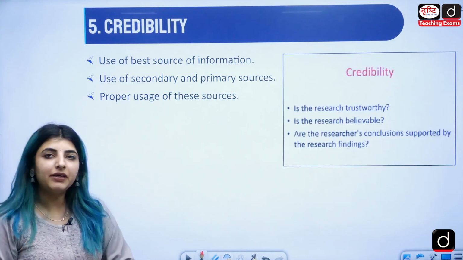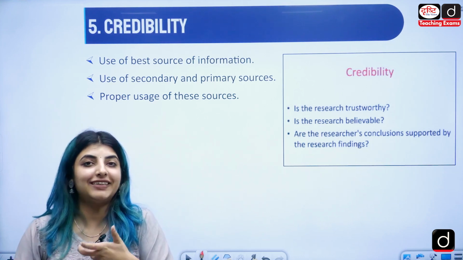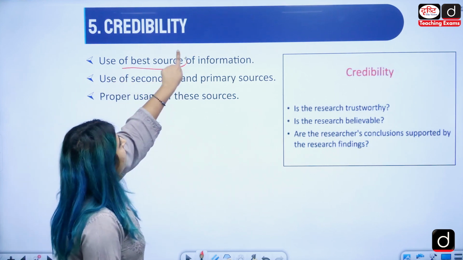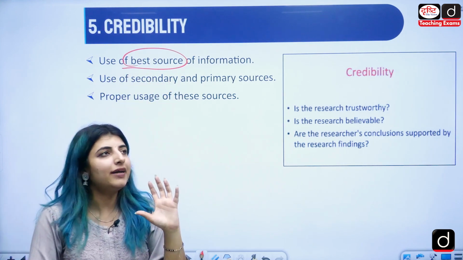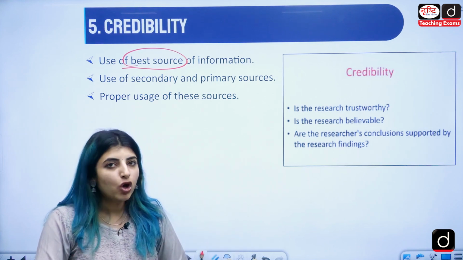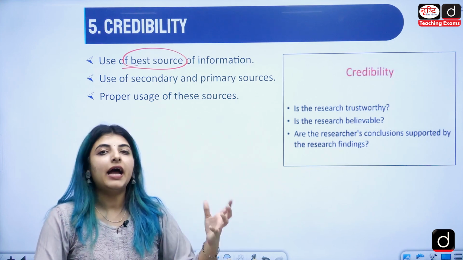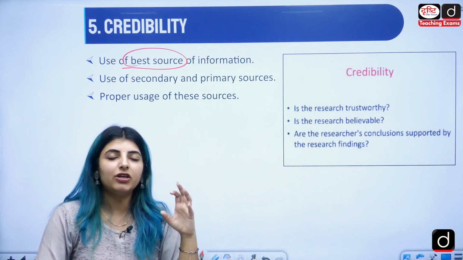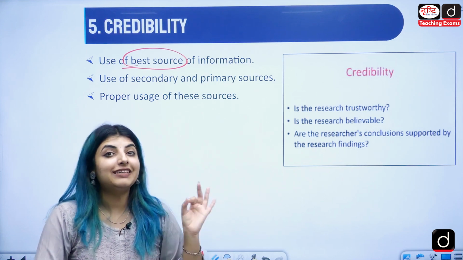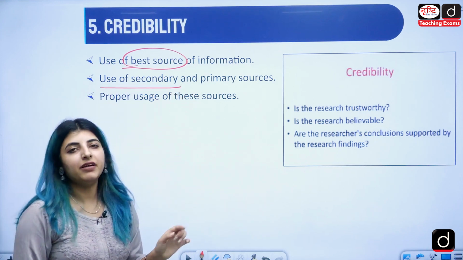Then we have credibility. The word itself is suggesting that how much your research is credible, how much is it authentic and all. So the use of best source of information, if one article has been cited multiple times by different scholars and all, you are reading it, the other people are also doing that, and you see that it is published in a very reputed journal, it means that particular thing is credible in its nature. Correct? Use of secondary and primary sources.